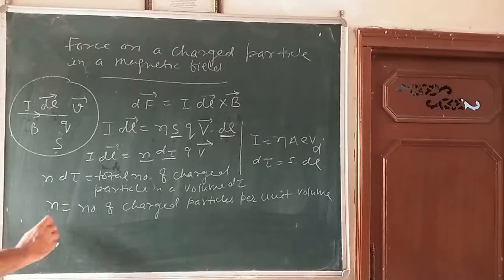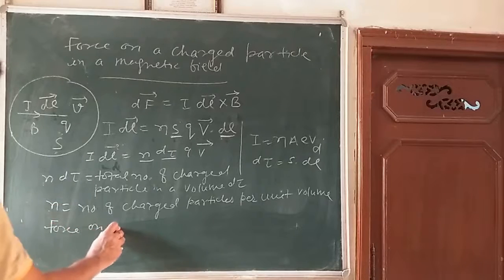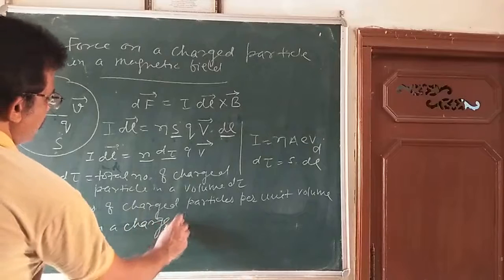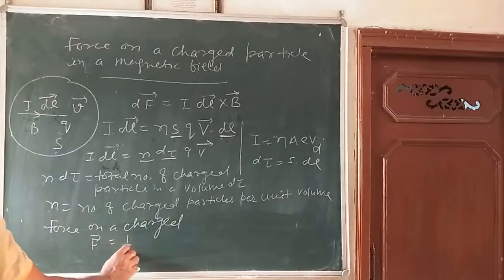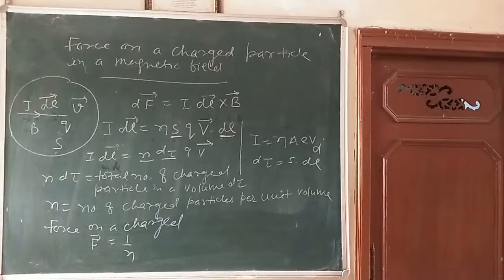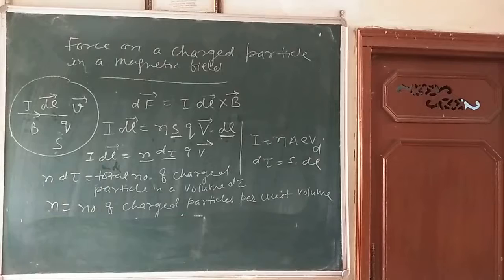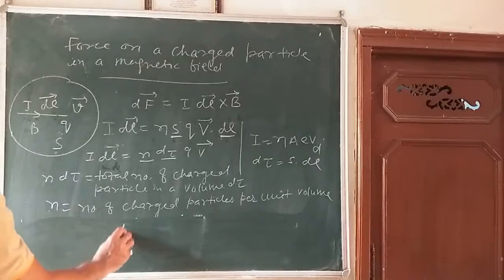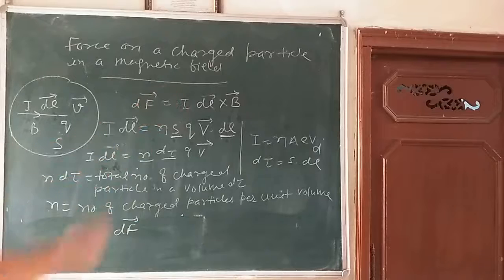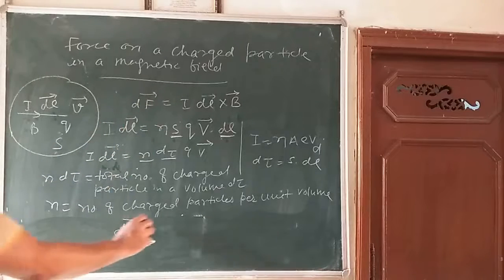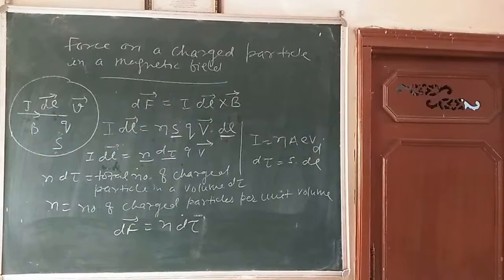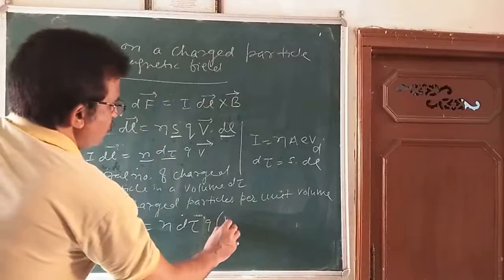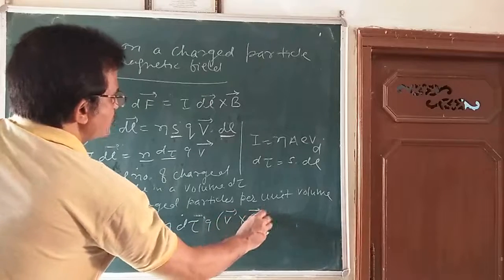So what is the force on a charged particle? Force on a charged particle, that is F, that is equal to 1 by N. Here first I want to say force on a charged particle, just say N is here. So dF comes out to be, put these values over here. So dF comes out to be n dv q into v cross B. This is here.